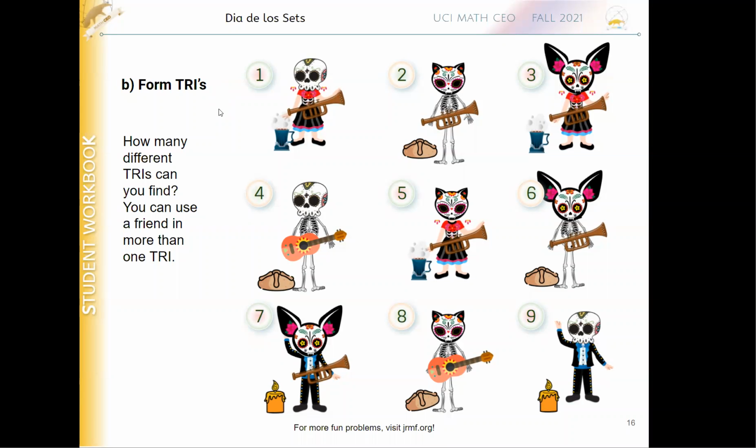Let's look at part B, form trees. So here's the question. How many different trees can you find? You can use a friend in more than one tree. So in the previous video, we checked the definition. This is a great chance to keep going, keep practicing so that students are really fluent in finding trees or finding sets of trees that are not really a tree.